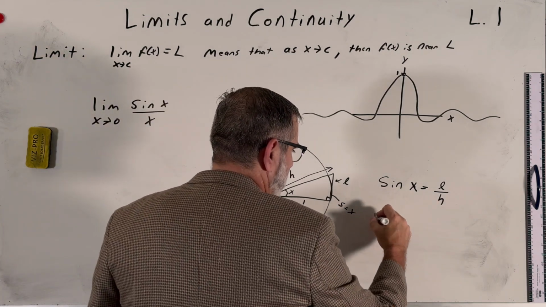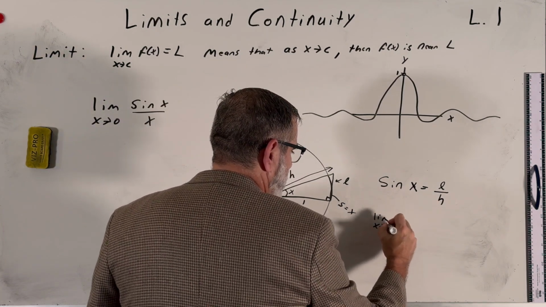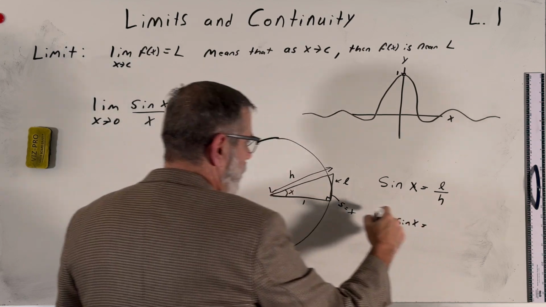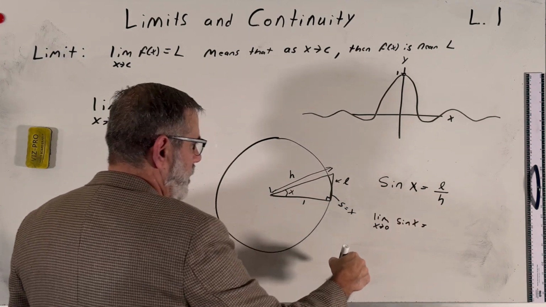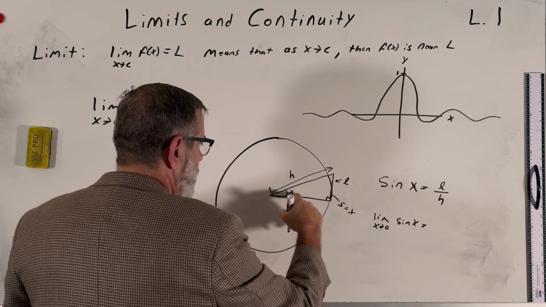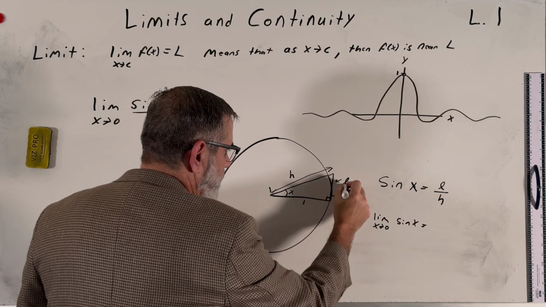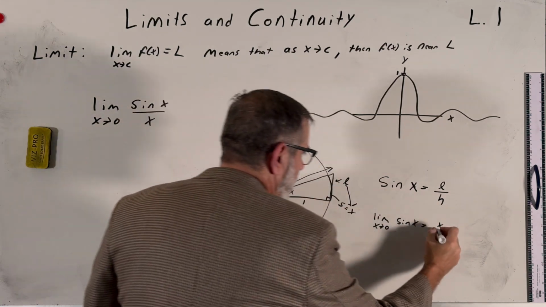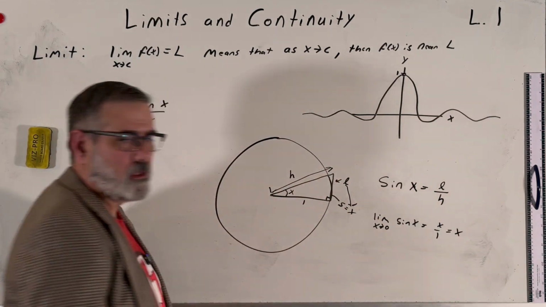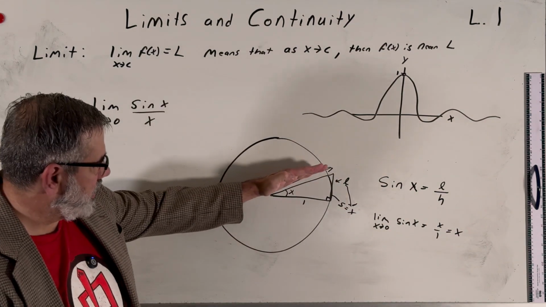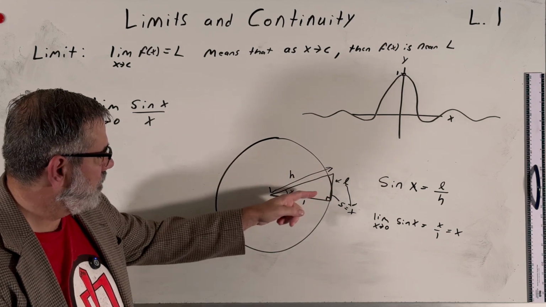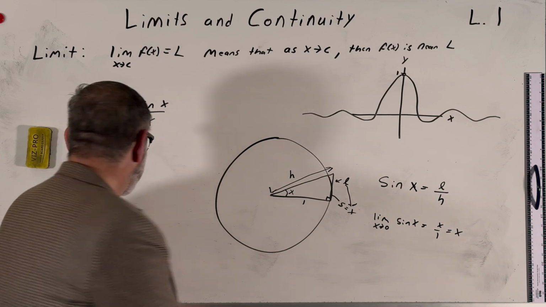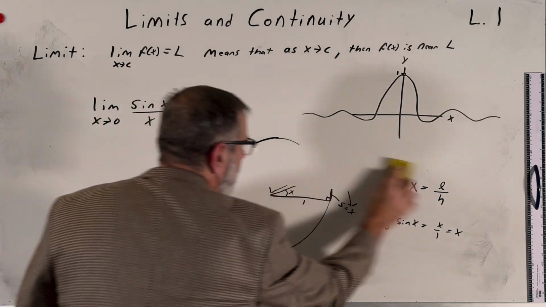So what happens is the limit as x approaches 0 of the sine of x is going to go towards not L over h, but instead L will be replaced by x, the arc length, and h will be replaced by 1, so that's just equal to x, okay? So you can kind of see that as that angle gets really, really small, the sine of x approaches x, okay? That's called the small angle approximation.